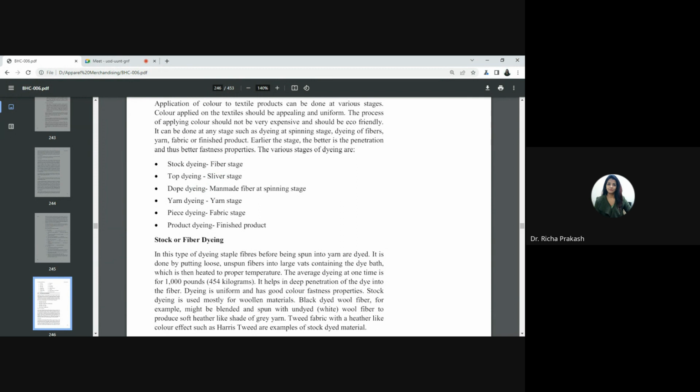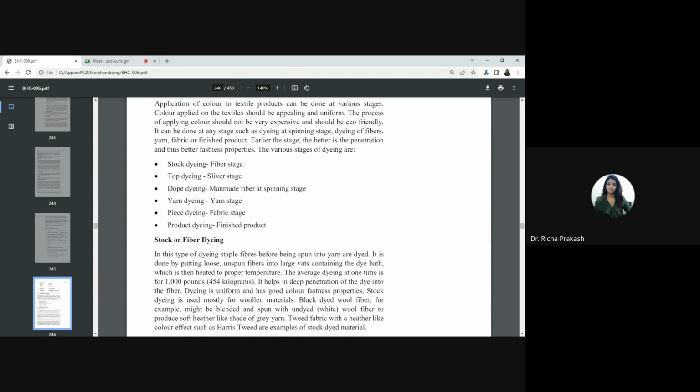Yarn dyeing, of course, the name itself suggests yarn stage pe hoga. Piece dyeing is done at the fabric stage, because whenever fabric comes out, it's in some meters, maybe 100 meters, 1000 meters, 500 meters. So it's a huge piece of fabric. So we call it piece dyeing because it is done at the fabric stage.